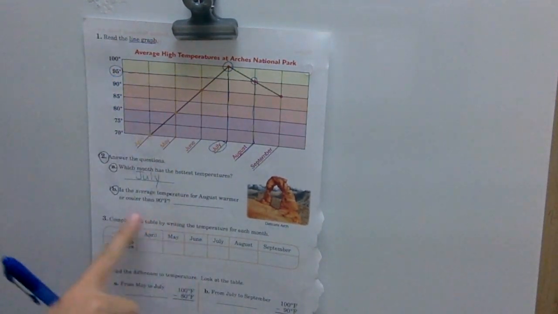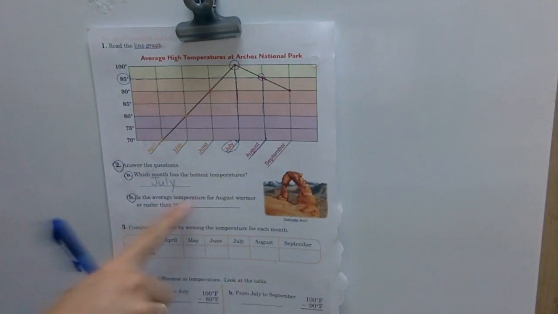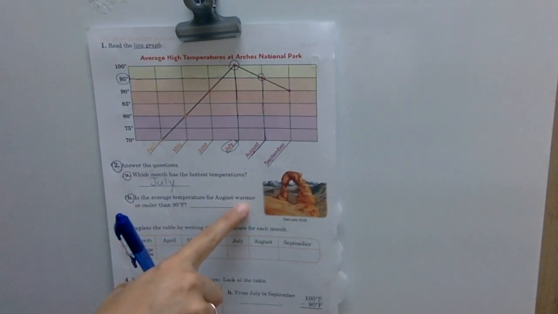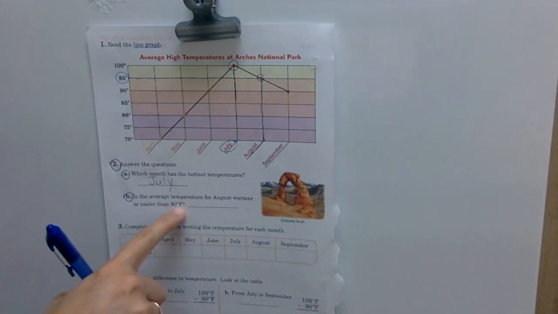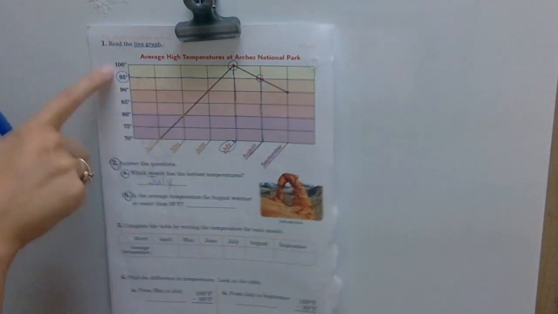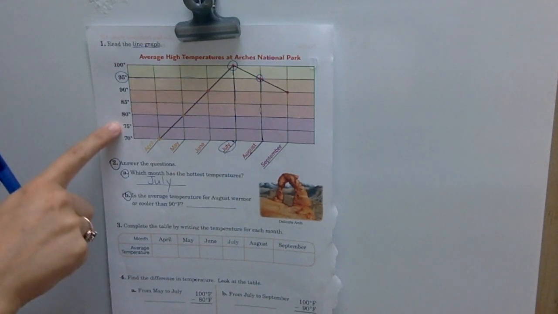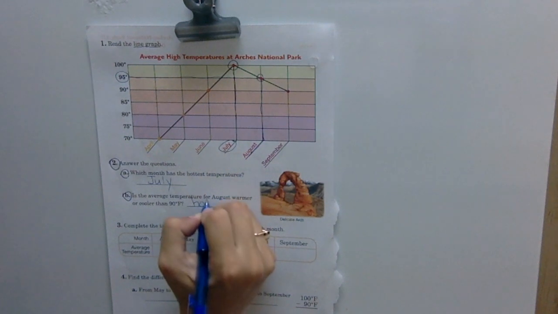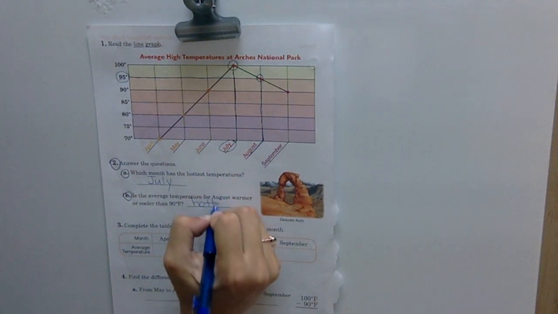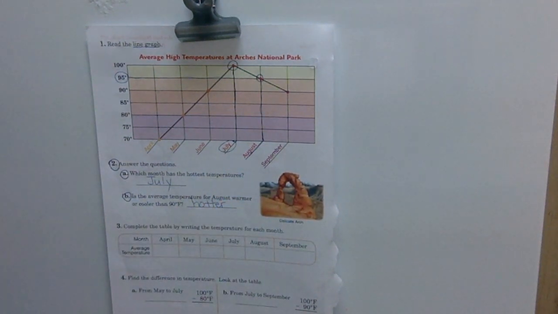95 degrees. So it says, is the average temperature for August warmer? Is it hotter or cooler than 90 degrees Fahrenheit? Is 95 going to be hotter or cooler? It's going to be hotter. So we're going to write hotter. H-O-T-T-E-R. Very good, boys and girls.